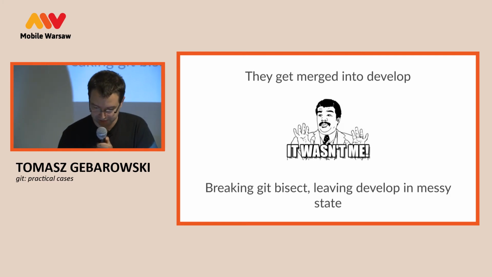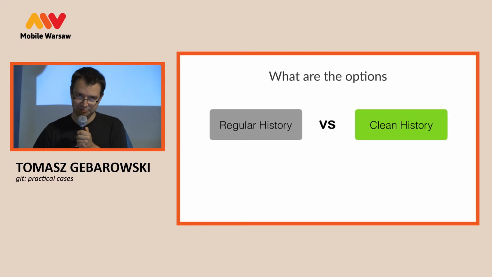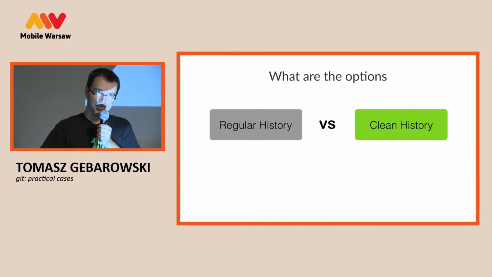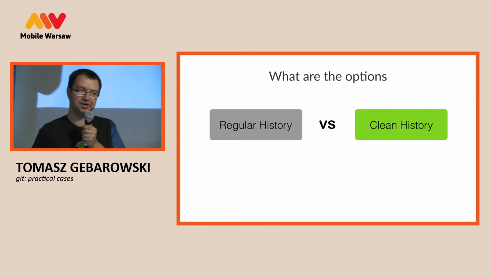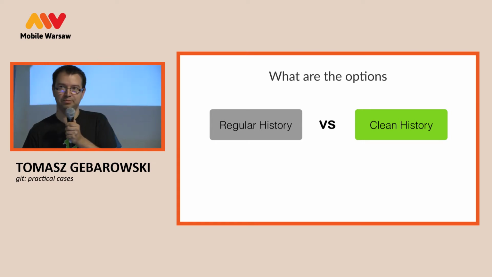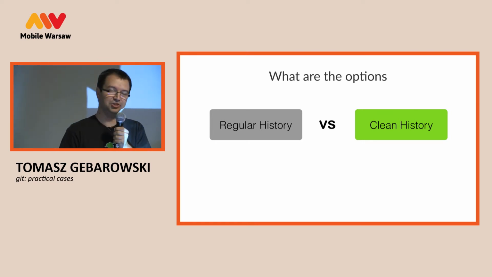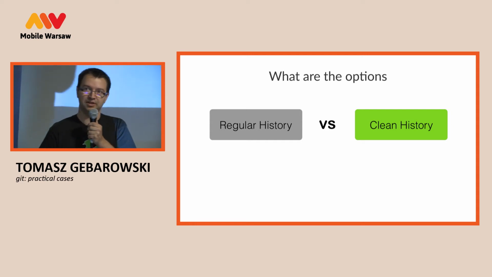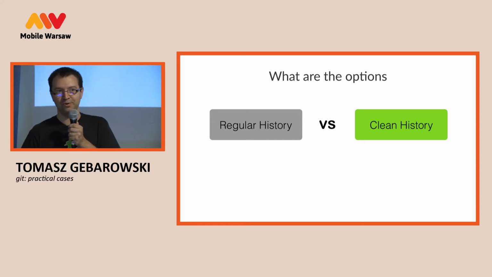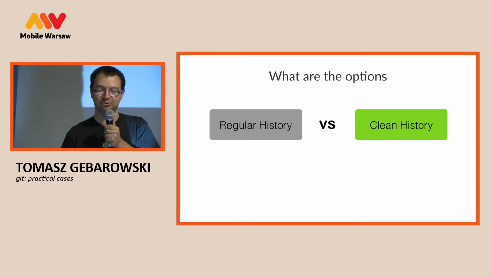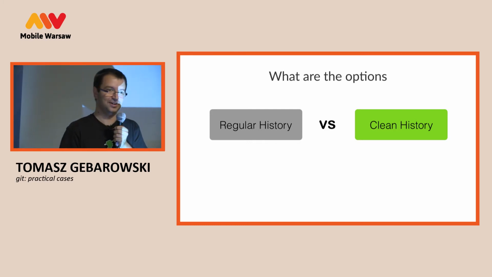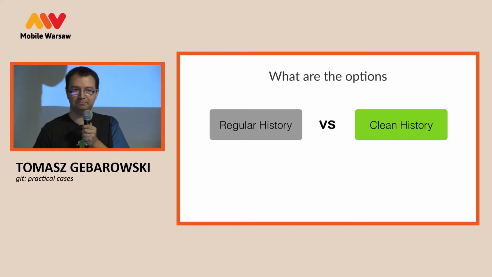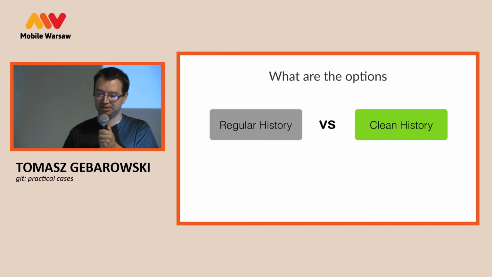So what are the options? First, the first option is keeping the regular history. So we simply don't care. We are a startup. Our project is a short-living project. We want to deliver fast. And when we want to deliver fast, we don't care about the history, because simply we have time limitation and we don't care.